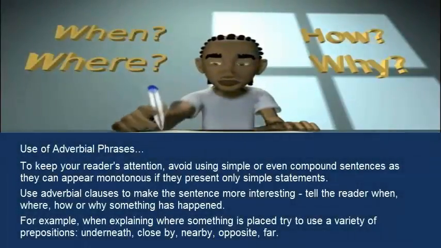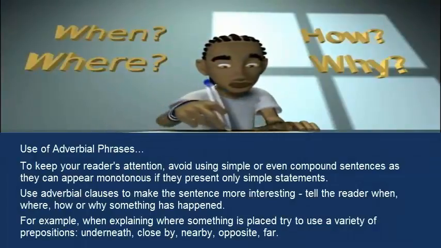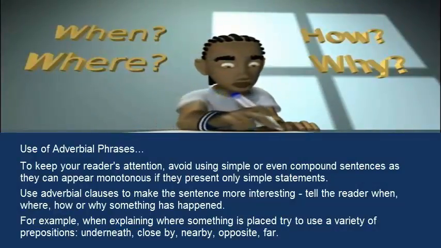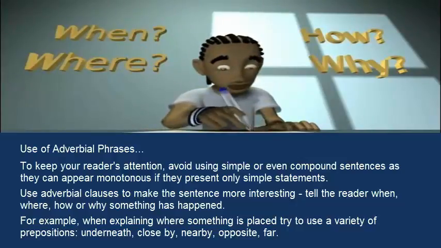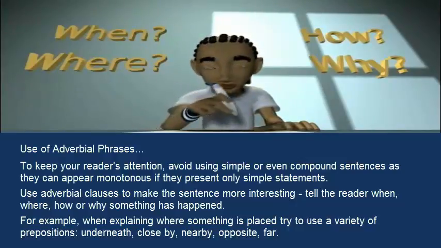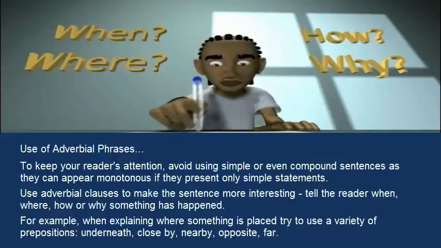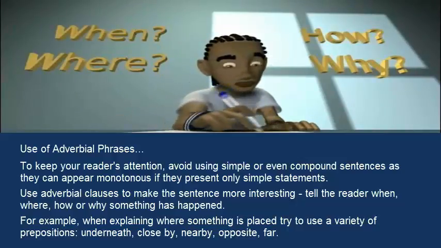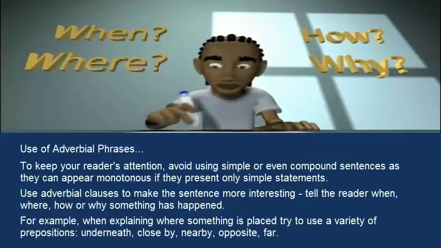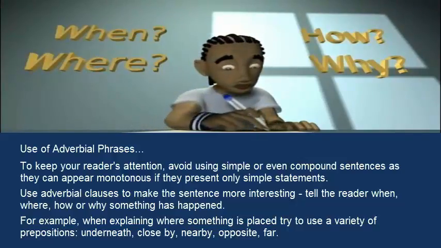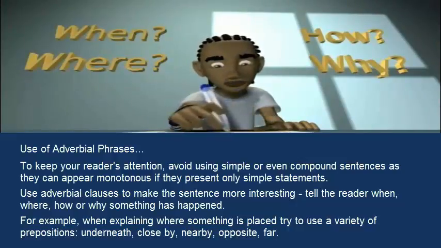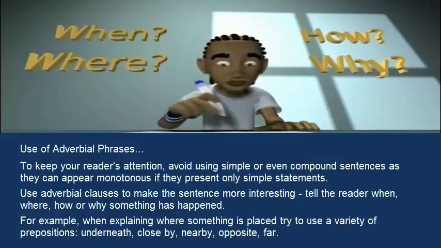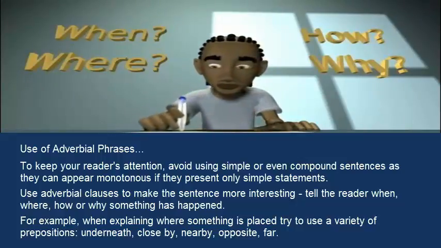Use of adverbial phrases. To keep your reader's attention, avoid using simple or even compound sentences, as they can appear monotonous if they present only simple statements. Use adverbial clauses to make the sentence more interesting. Tell the reader when, where, how, or why something has happened. For example, when explaining where something is placed, try to use a variety of prepositions: underneath, close by, nearby, opposite, far.